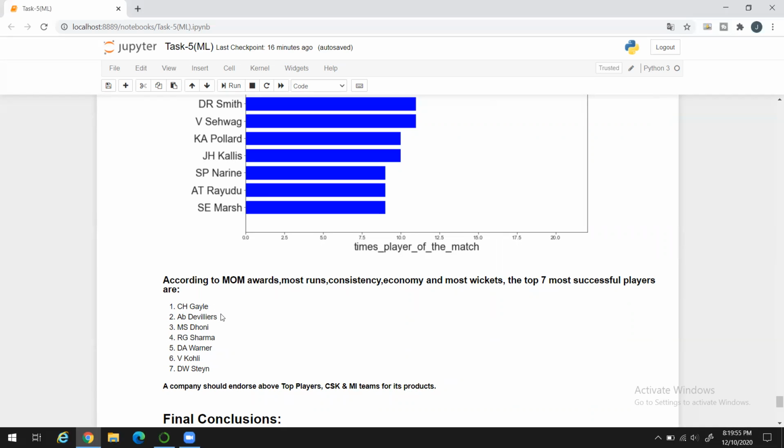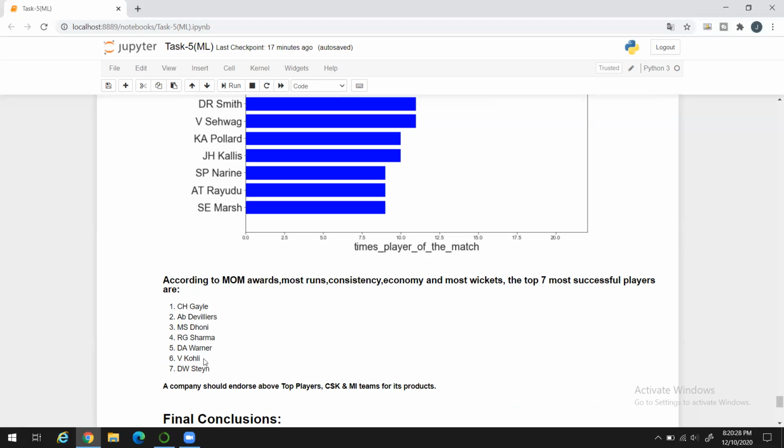And then second is AB de Villiers. He has the second most MOM awards, and he has the most runs for winning cause. So he can be considered as the second person. Then third, none other than MS Dhoni. MS Dhoni has also got many MOM awards, and RJ Sharma has also got many MOM awards. Then comes David Warner. David Warner, RJ Sharma, MS Dhoni. These three people got the same 17 MOM awards, so they can be considered as the 3, 4, 5.